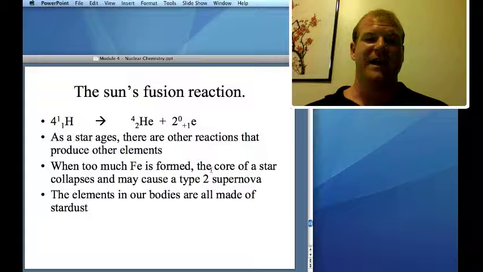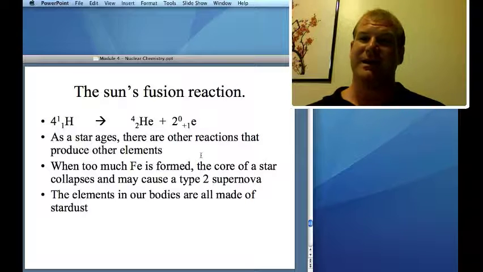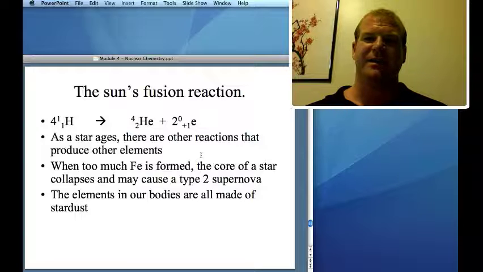And as the star ages, there are other reactions that are going to happen. The sun is going to burn for about another 5 to 10 billion years, in that range, when the hydrogen is going to get hotter and hotter and hotter. And then eventually the sun's going to start to shrink, and then it's going to be able to start generating carbon-12 from helium. And when that happens, the sun's going to get hotter, and it's going to expand.